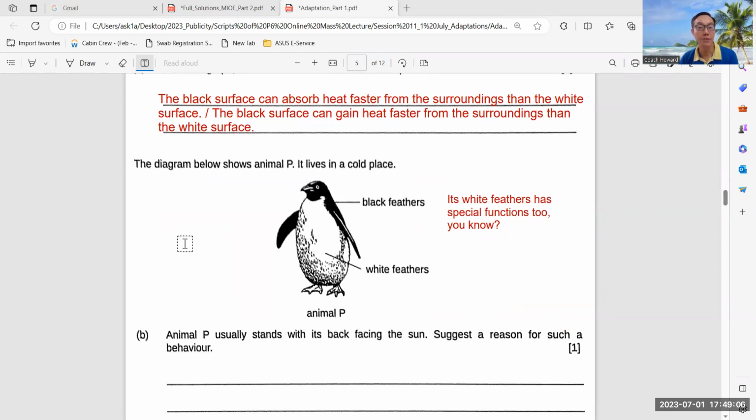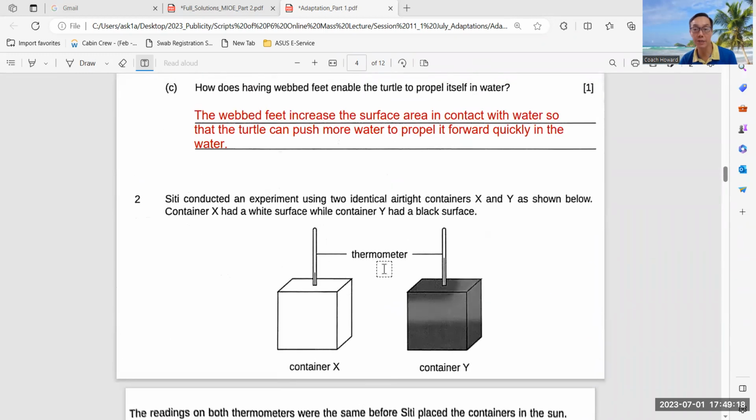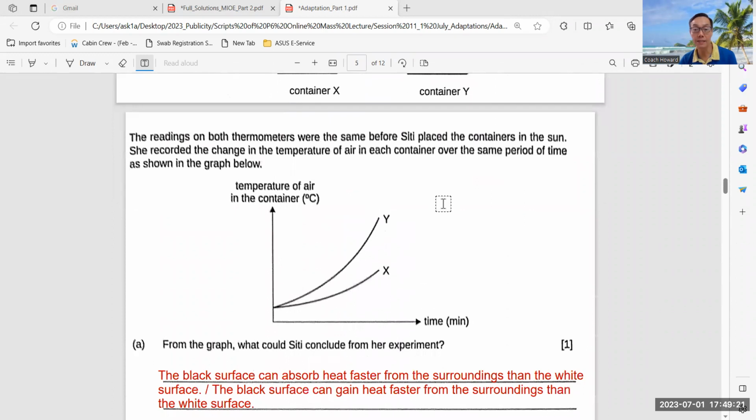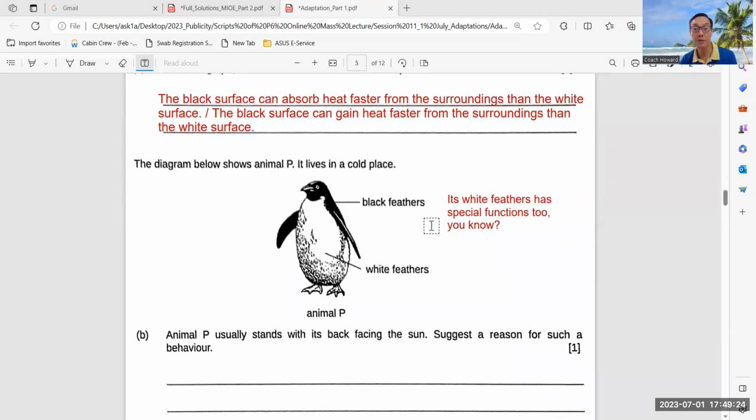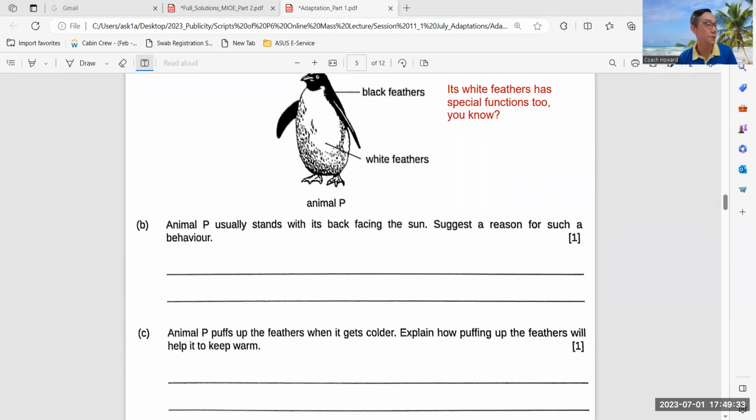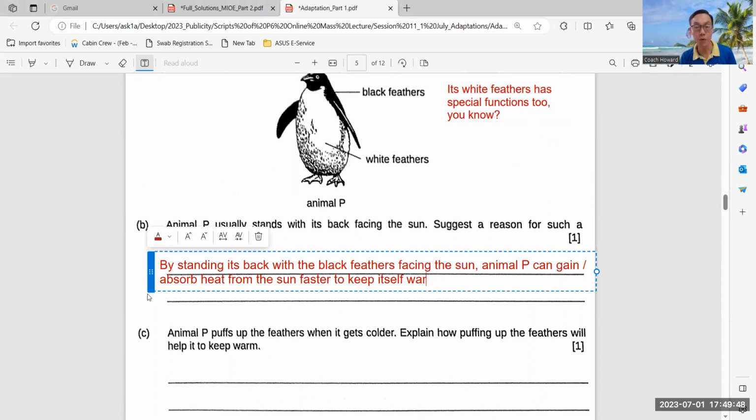Okay, this one. Penguin, very cute. They say usually this animal P, again, they don't use penguin, they use animal P, usually stands with its back facing the sun. So you notice from here, this is a related question. The black color absorbs heat faster. Because it's very cold in the South Pole, the penguin lives in the South Pole. The polar bear lives in the North Pole. So the reason for standing with its back facing the sun is that the penguin or animal P can gain heat from the sun faster, keeping itself warm from the cold climate.